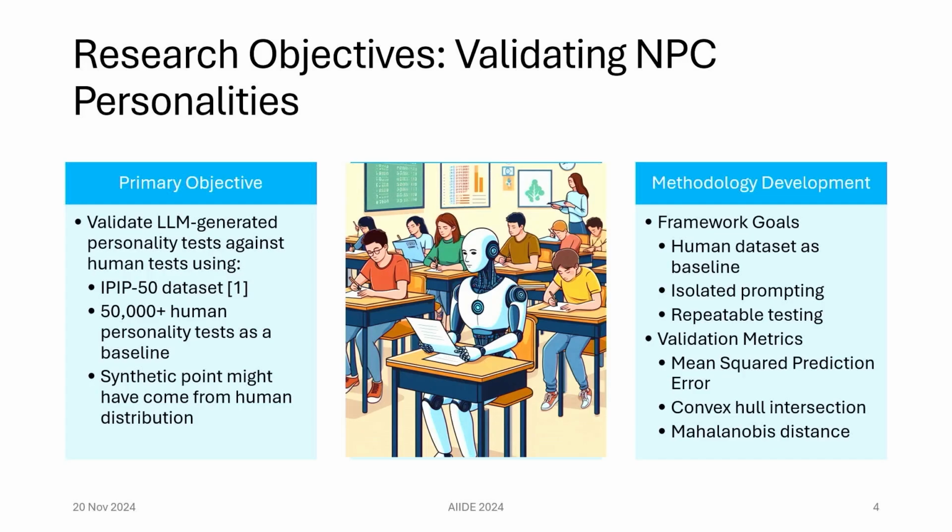So the goals for this framework were ensuring that we had human data as a baseline. This was isolated prompting, and we can repeat this test multiple times. And we wanted to ensure that we use metrics that really focused on comparing the synthetic data against the human data at one particular point.